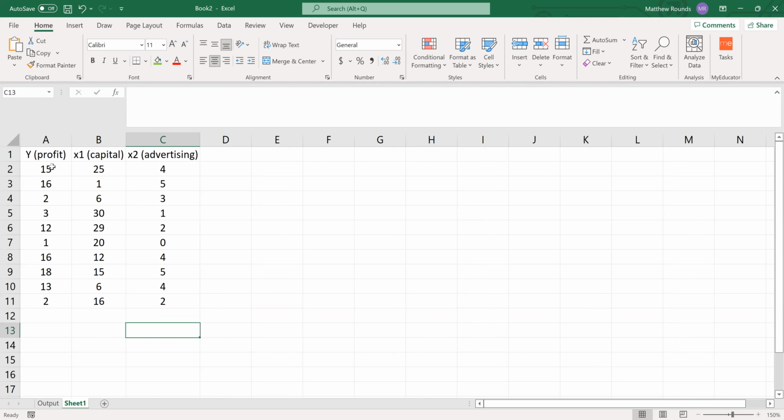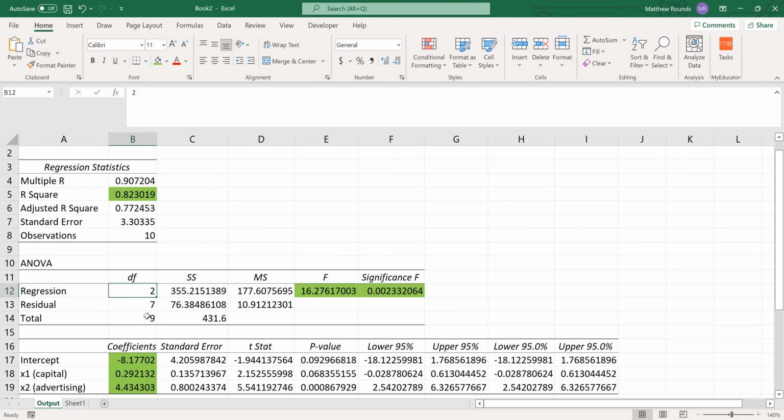The total is the number of samples minus 1. Okay, so there's 10 here. 10 minus 1 is 9. And then the residual is total minus regression.